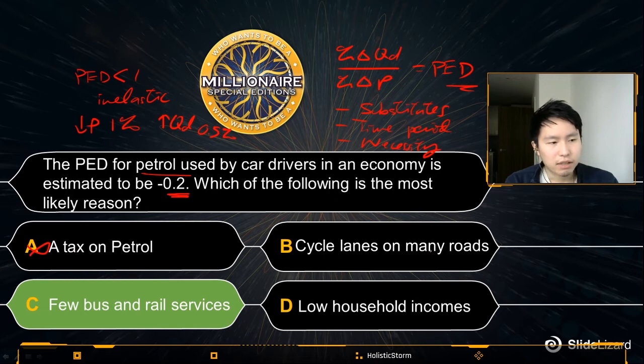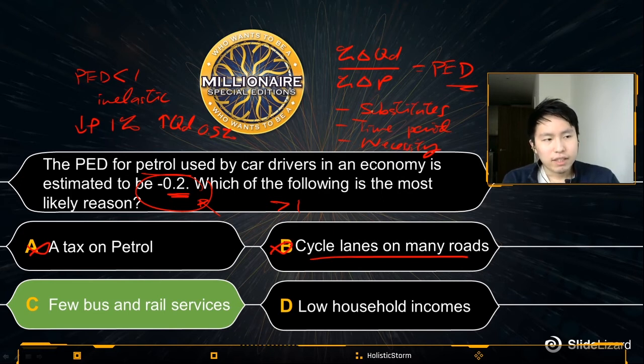And then B, cycle lanes on many roads. If there are many cycle lanes, this means that the car drivers can bike to wherever they work instead of driving cars to work. So this would be an alternative. And the more alternatives there are, it should be more elastic, so the number should be greater than 1. But in this case, it is smaller than 1. So it's not going to be B because we see that the demand for petrol is inelastic.